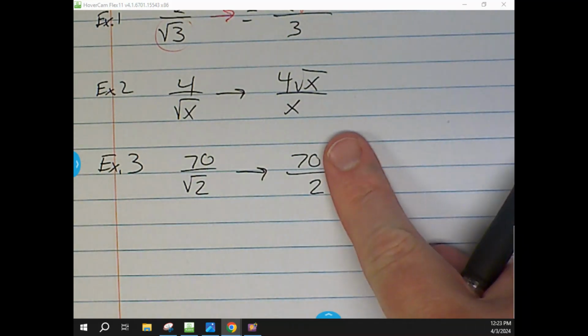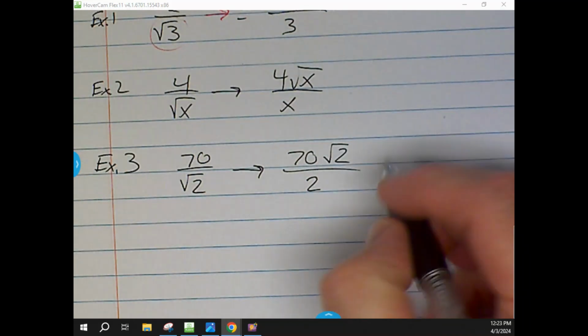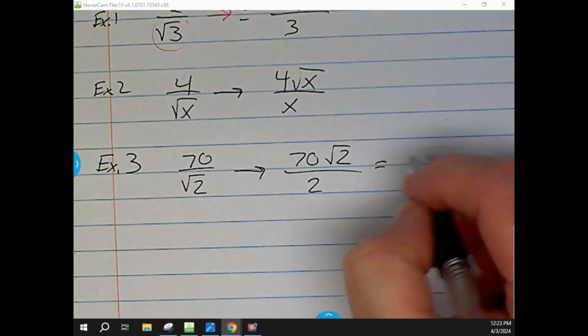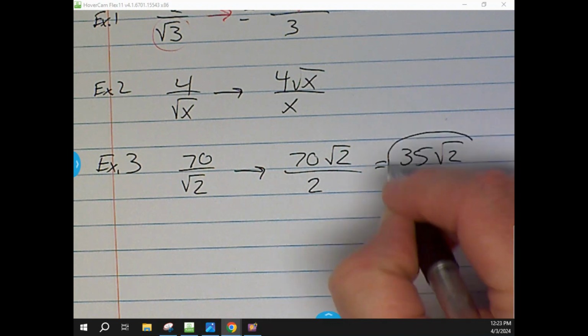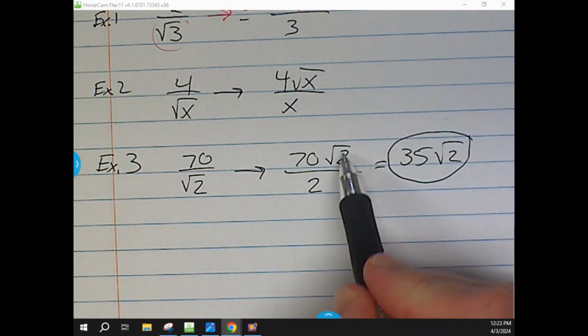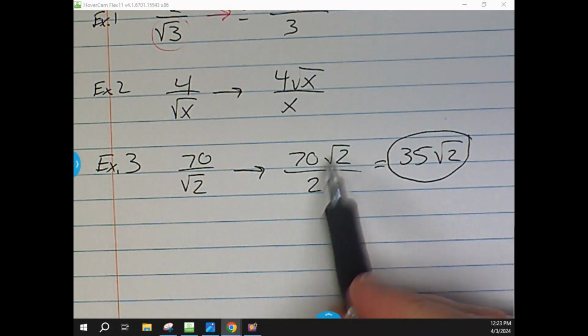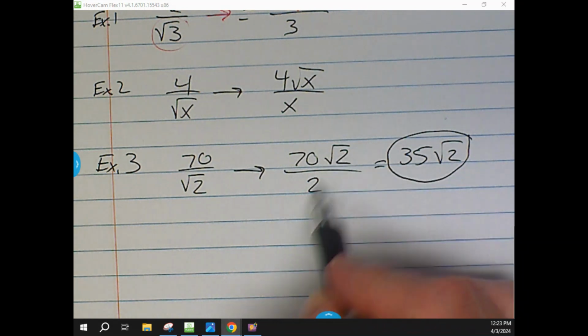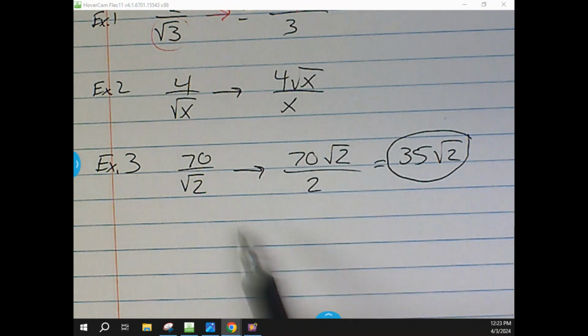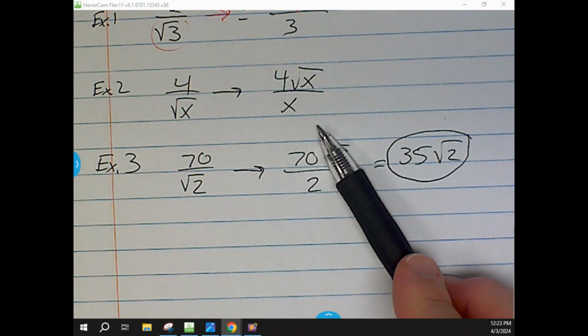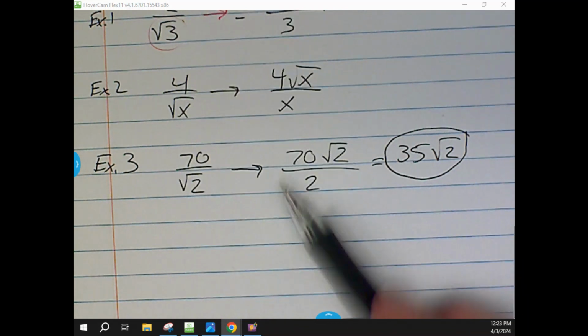But what's 70 divided by 2? We can simplify that, right? Divide both by 2, so it makes it 35, and then square root 2. Now, sometimes people ask, why can't I just cancel these 2's? Well, the only way you can cancel is if you have both of them as square roots. If this one's a square root and this one's not, there's nothing you can do to simplify those 2. If they're both outside the square roots, then that's the part you can simplify.